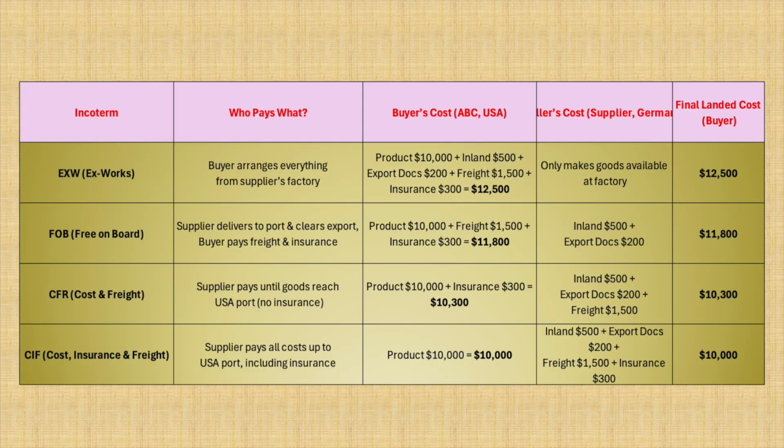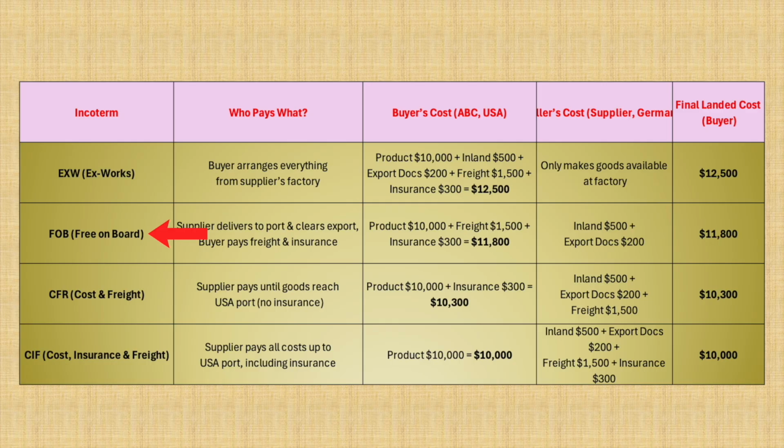Let us now compare the prices under different IncoTerms. First, Ex Works. The buyer arranges everything from the supplier's factory. The buyer's cost is product $10,000 plus inland transport $500 plus export documents $200 plus ocean freight $1,500 plus insurance $300. That makes a total landed cost of $12,500. The seller's responsibility is only to make the goods available at the factory.